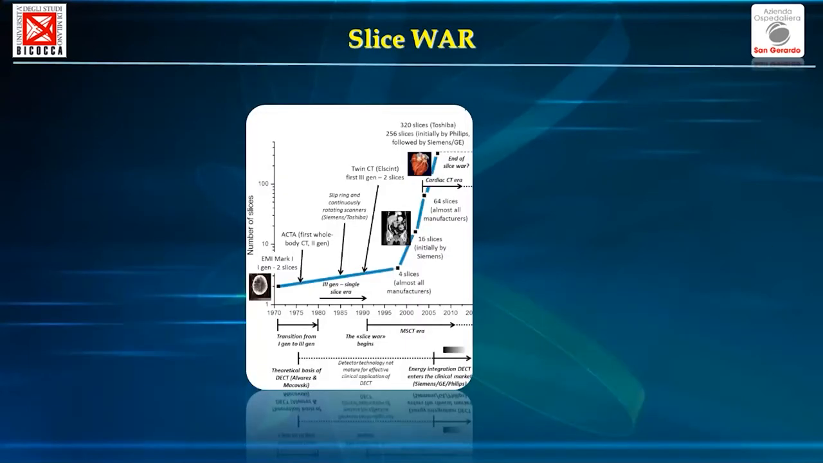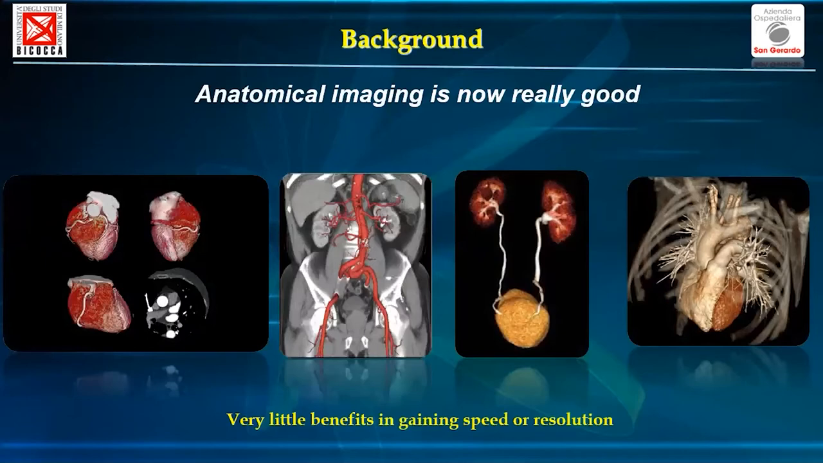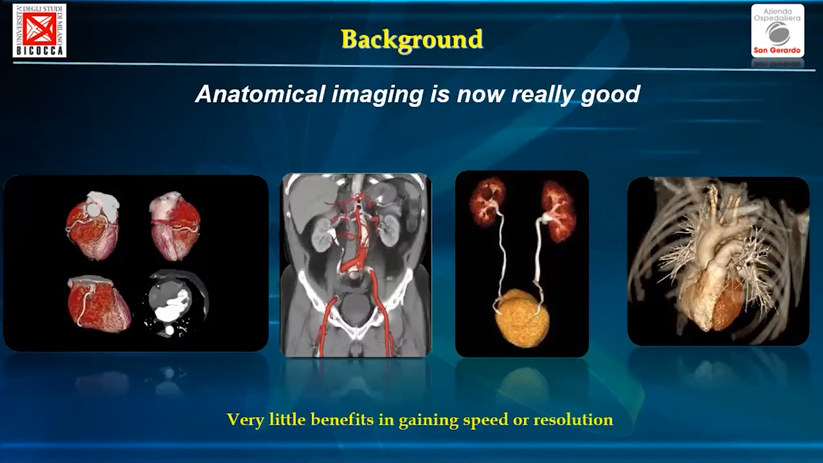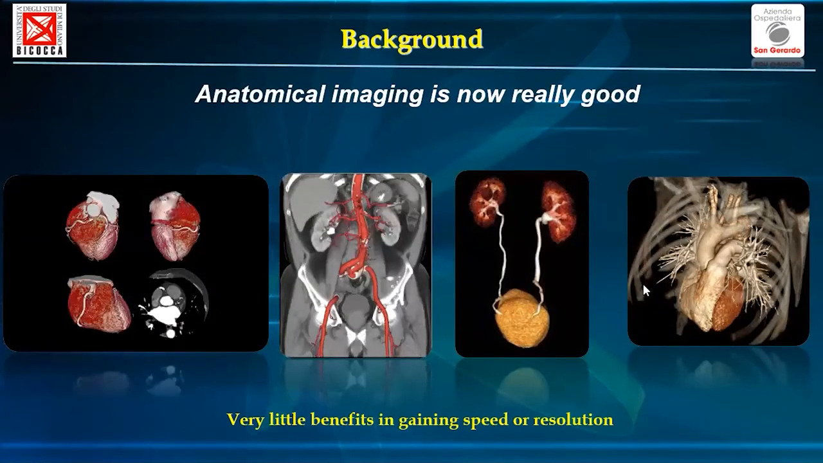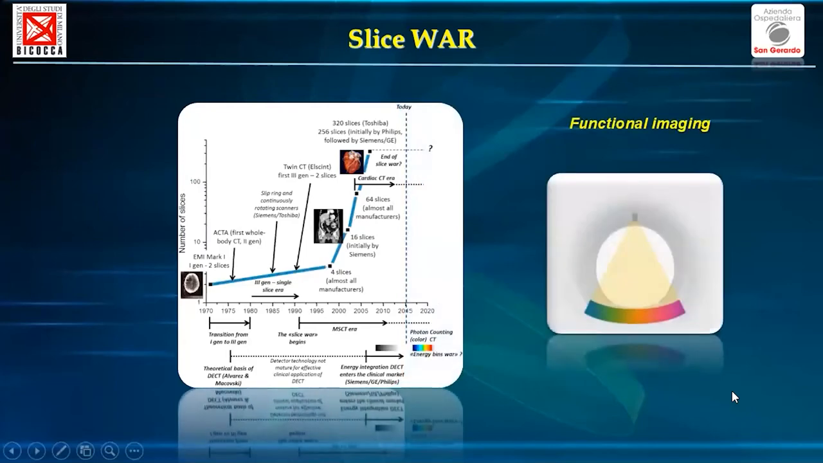The vendors, from 1999 till 2015, started the so-called slice war, but today we should say slice competition is better, in order to create a really wide panel detector, and that allows us to acquire a very wide range of volume of our body in a really faster manner, so in a really few seconds. But unfortunately, today the anatomical imaging is now really good, and then we have very little benefit in gaining speed or resolution. And for this reason, now the different manufacturers, different vendors, are creating a new world. They are moving toward a new competition that is related to functional imaging through the introduction of spectral CT imaging and photon counting imaging.